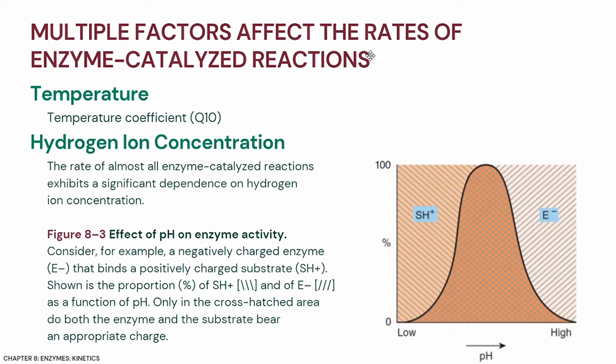Temperature and hydrogen ion concentration. That means the pH also is very, very effective. So much so that enzymes have what we call optimum temperature, or the temperature at which they work well. Like for example, our body has 37 degrees centigrade. So enzymes there are supposed to work well at 37 degrees centigrade.